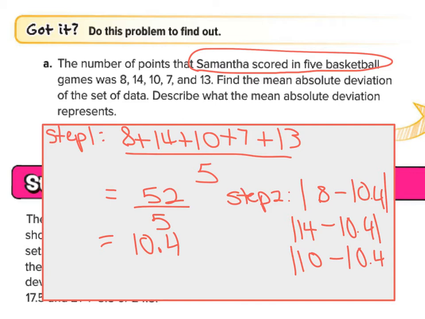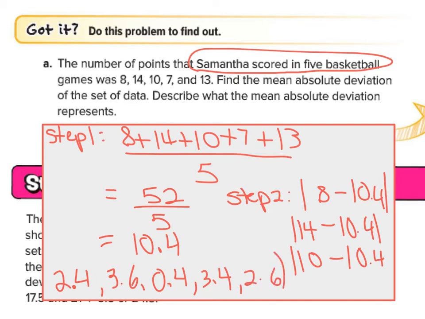And when we do that to all the numbers, for the first number I get a deviation of 2.4, because the difference between 8 and 10.4 is 2.4. Then I get 3.6 from 14 to 10.4. Then between 10 and 10.4, I get 0.4. And then from 7 to 10.4, I get 3.4. I'm just doing these mentally quickly here. And from 13 to 10.4, I get 2.6.